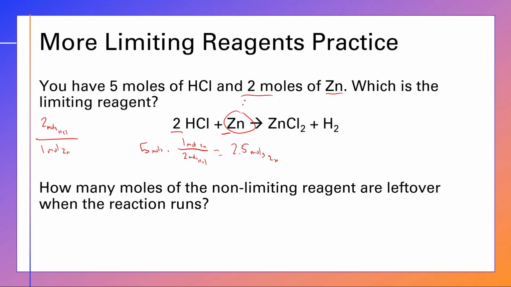Now, we said that we have 2 moles of zinc. So if we have 2 moles of zinc, let's figure out how many moles of HCl we can react with that. So 2 moles of zinc times 2 moles of HCl per 1 mole of zinc. Moles of zinc cancel out, and we're left with 4 moles of HCl. So the most we could possibly react with this quantity of zinc is 4 moles of HCl. We started with 5, so 5 moles minus 4, and we're left with 1 mole of HCl as our answer.